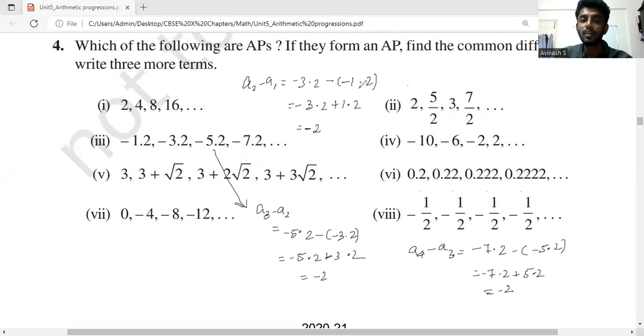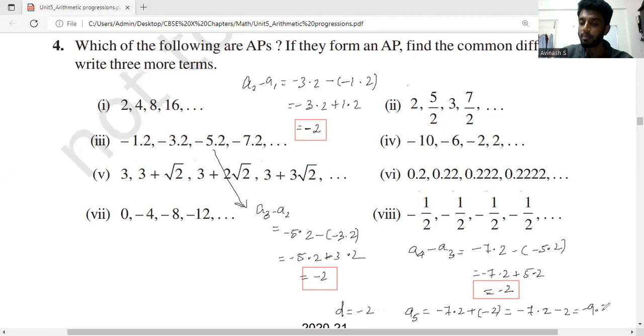If you look at the red color boxes, we can clearly see that the common differences are the same. Therefore we conclude that it is an AP. And if it is an AP, we need to state the common difference. The common difference is minus 2. We should also find the next 3 terms. The fifth term, A5, will be minus 7.2 plus the common difference, which is minus 2. So minus 7.2 minus 2, you will be getting minus 9.2.